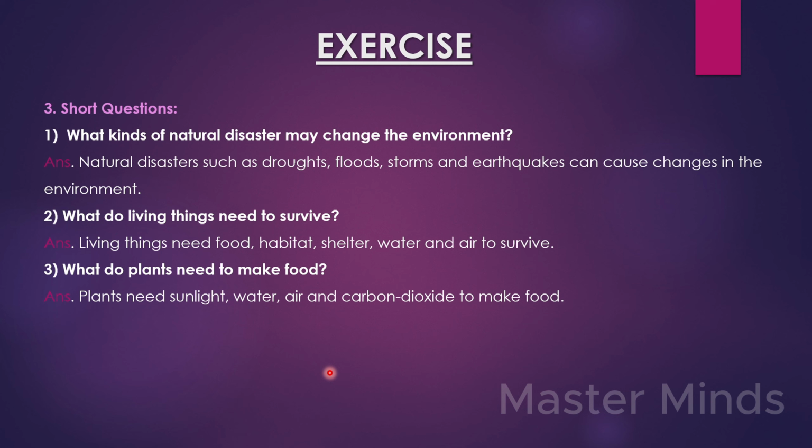Exercise number 3. Short questions. 1. What kinds of natural disasters may change the environment? Natural disasters such as drought, floods, storms, and earthquakes can cause changes in the environment. 2. What do living things need to survive? Answer: Living things need food, habitat, shelter, water, and air to survive. 3. What do plants need to make food? Plants need sunlight, water, air, and carbon dioxide to make food.